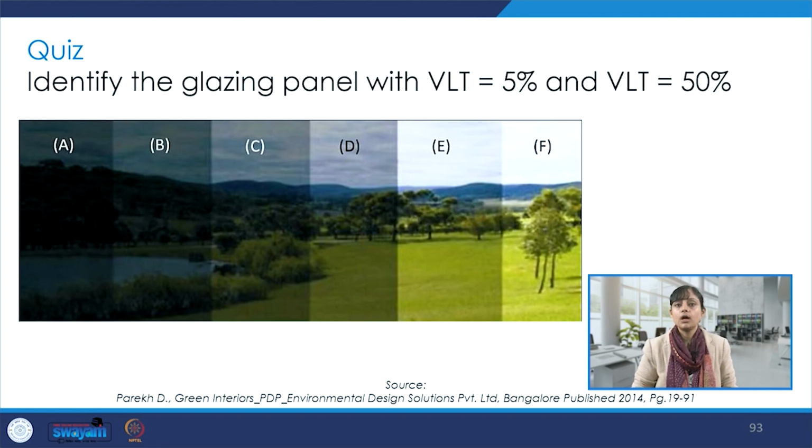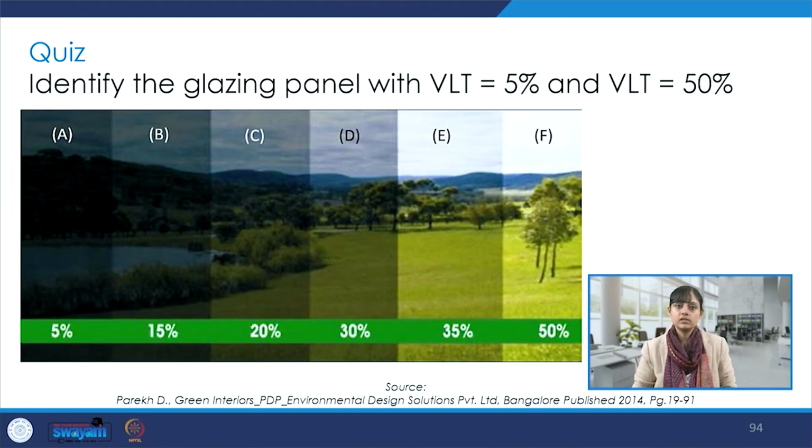So if I were to ask you, on a scale of 5% to 50%, here which one is the VLT which corresponds to 5% and the one that corresponds to 50%? You can take a few seconds. Here it is, it's very simple, 5% and 50%. So more VLT, more daylight.